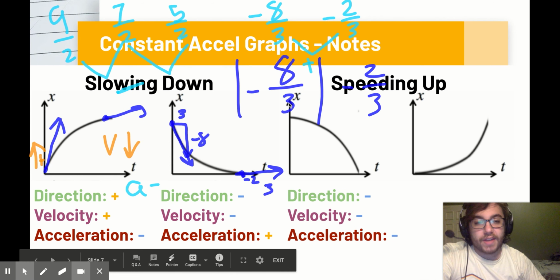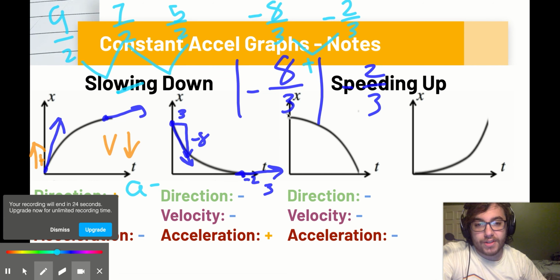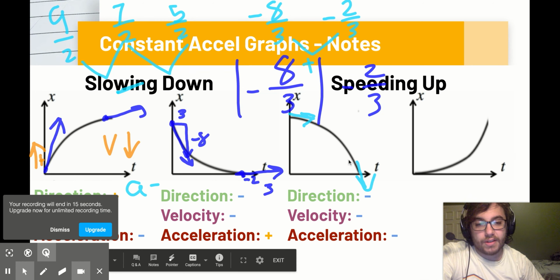So in this case, all three are negative. These I think are easier because it's pretty straightforward no matter what. Direction and velocity pretty much are always going the same way. It's acceleration that can change. But with these, the tangential velocity is starting here, and then by this point, it's a much greater value. Same thing with this one.